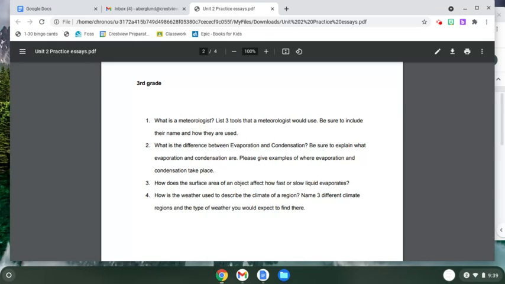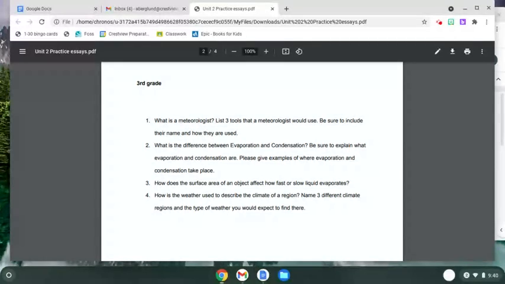Question number 4. How is the weather used to describe the climate of a region? Name 3 different climate regions and the type of weather you would expect to find there. So think back to our little investigation about weather and climate. You have to understand what weather is and how we can use the weather to define and explain the climate of a region. Then think about 3 different types of climate regions and what the weather is like there. If we were going to go to a certain specific climate region, what type of weather could we expect?